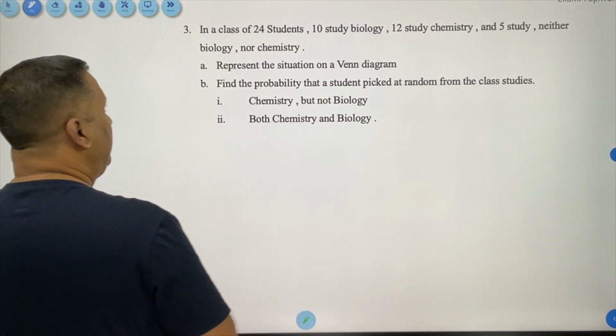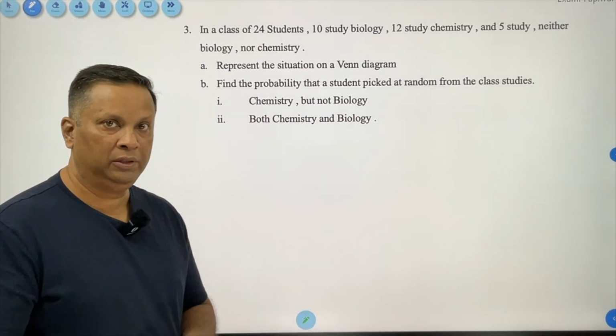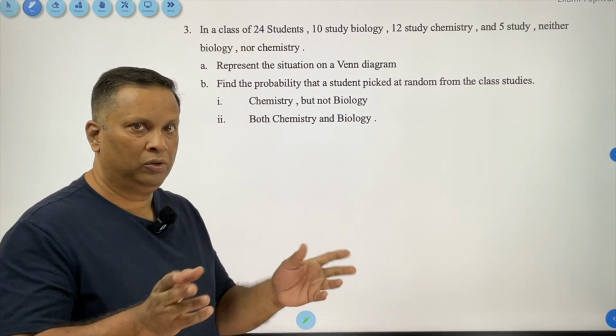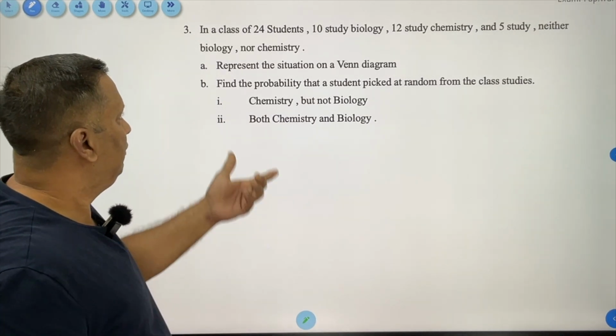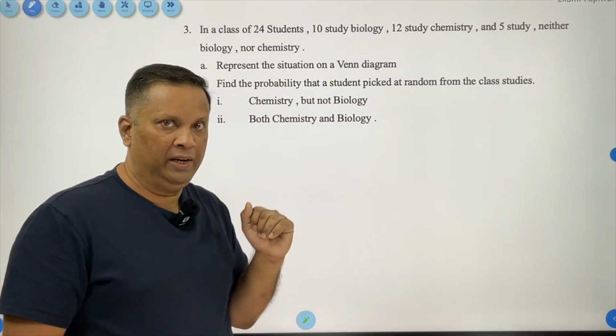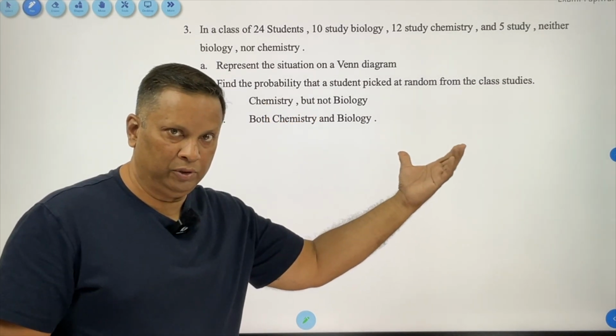In a class of 24 students, 10 are studying biology, 12 are studying chemistry, 5 are not studying any one of these subjects. We have to first represent the situation on a Venn diagram. I hope you have seen my Venn diagram videos. If you see them, it becomes easy. Otherwise, still I am going to do this for you here.